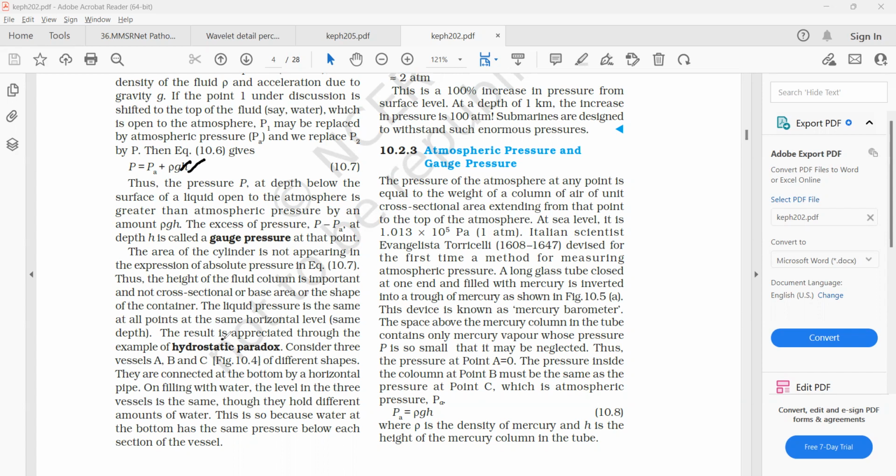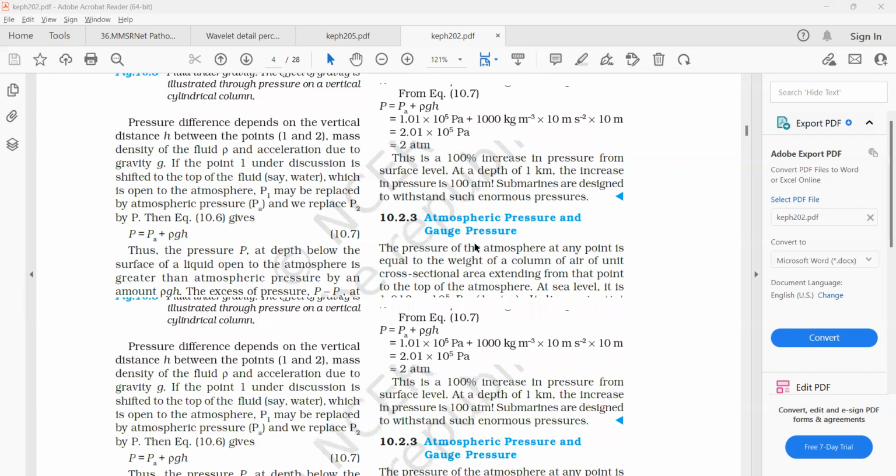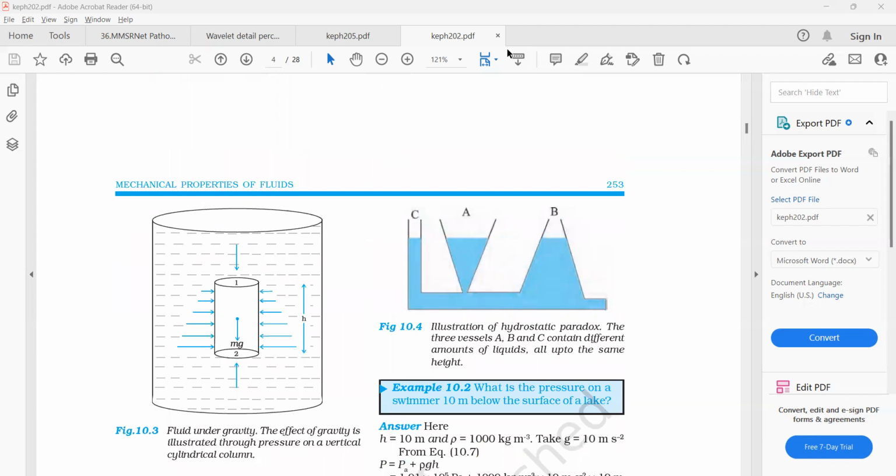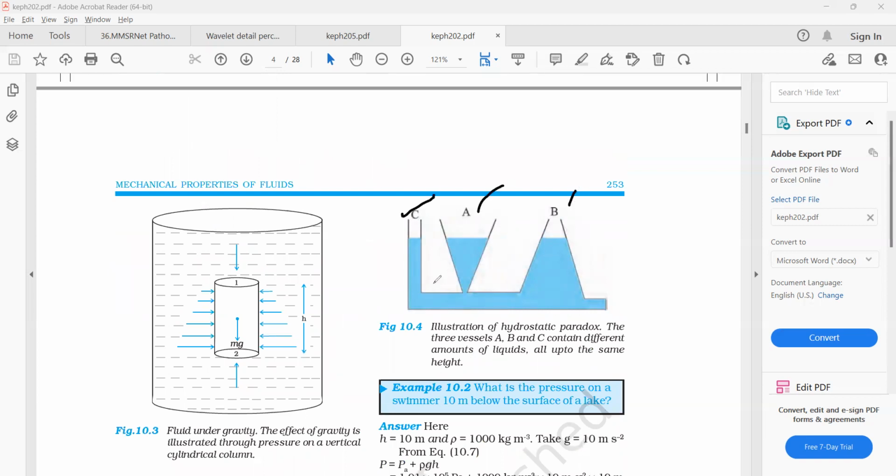This is called the hydrostatic paradox. So if we take three vessels, three different vessels, this is the scenario. C, A and B are all different vessels, but these three are connected through a common pipe here.